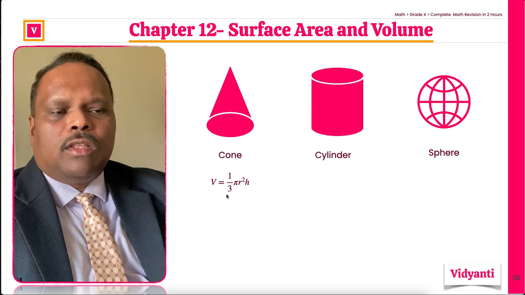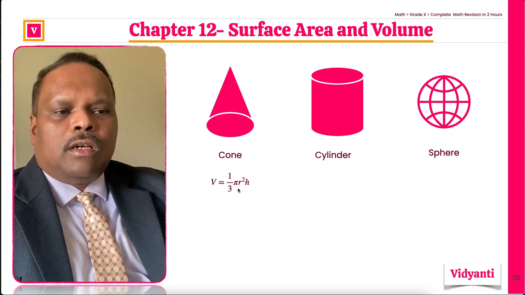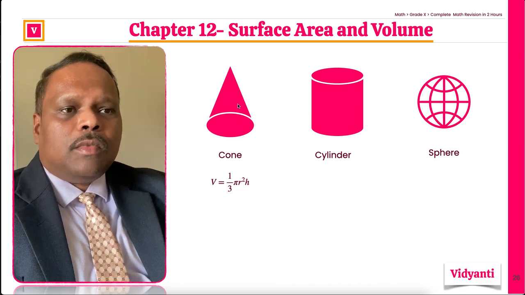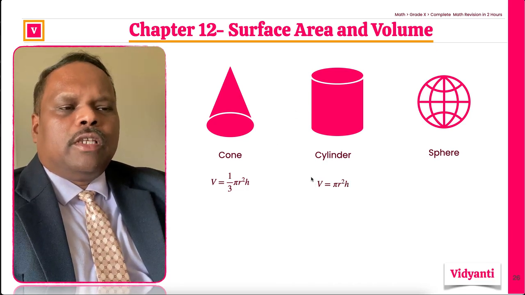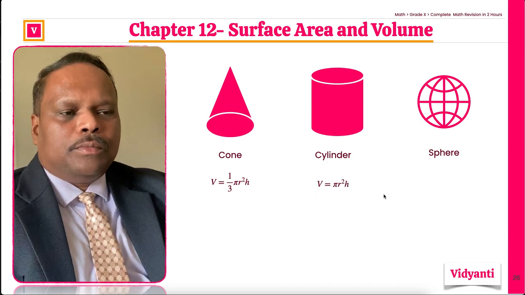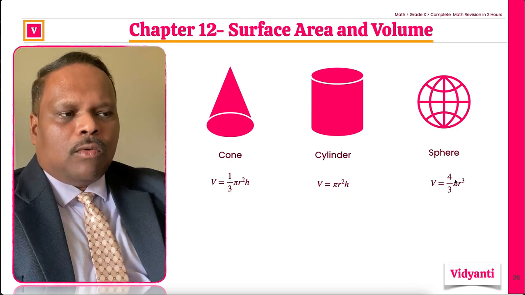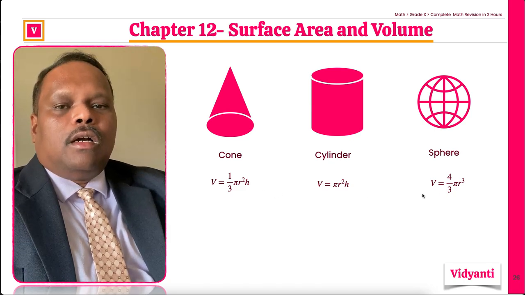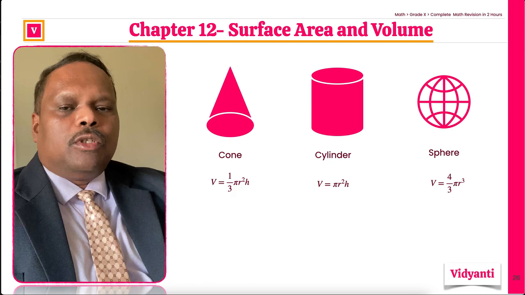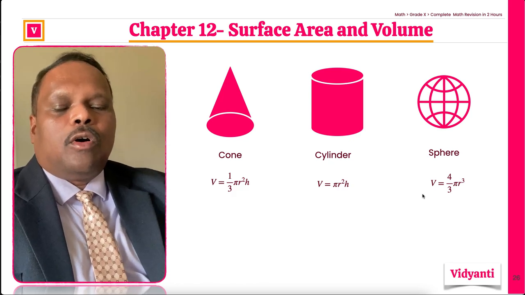Cone volume is 1/3 of the cylinder, which is 1/3 pi r square h. In fact, if the same height and same base are there, you can put 3 cones inside the cylinder after melting, obviously. So the cylinder is full pi r square h and the cone is 1/3 pi r square h. Sphere volume is 4/3 pi r cube. Here the units will be cubic units: millimeter cube, centimeter cube or meter cube.